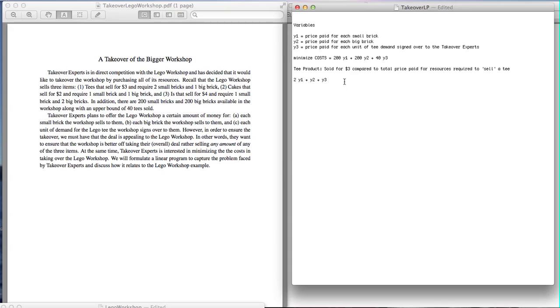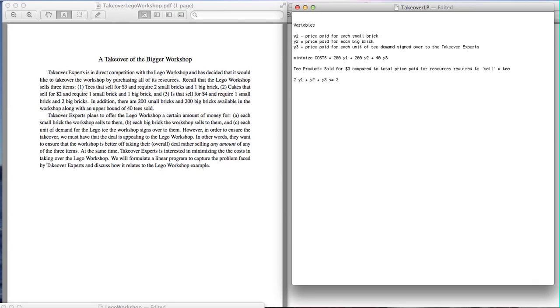So this would be the total amount of money the workshop receives from Takeover experts, assuming I use the resources required to build a T, and instead of building the T, I sign those resources over to the Takeover experts. So we're going to have a constraint that says 2y1 plus y2 plus y3 is greater than or equal to 3, which is the amount of money I can make from selling a T. So we're going to have a similar constraint for both the cakes and the eyes.